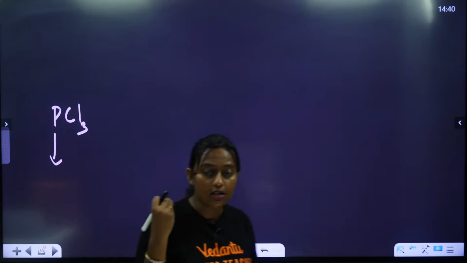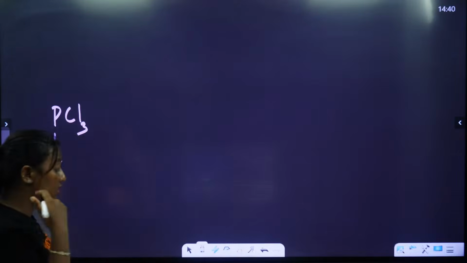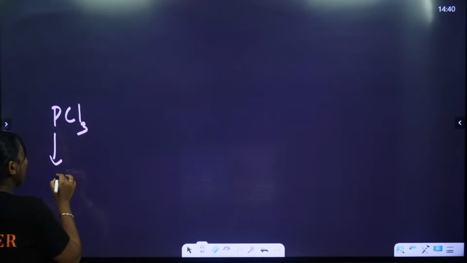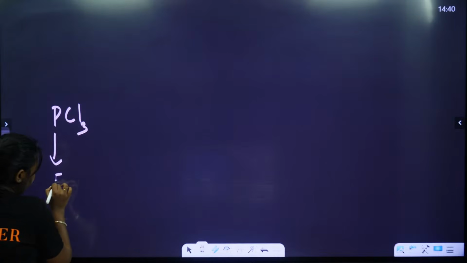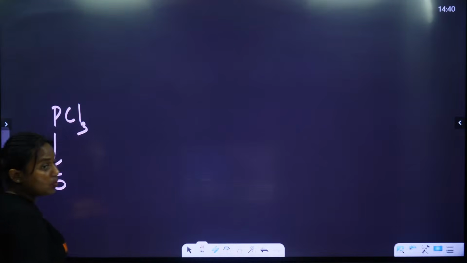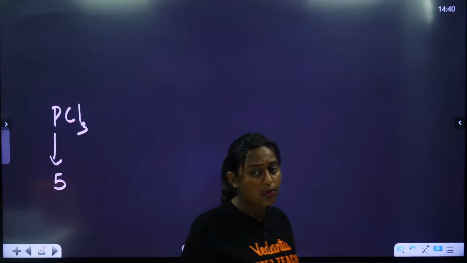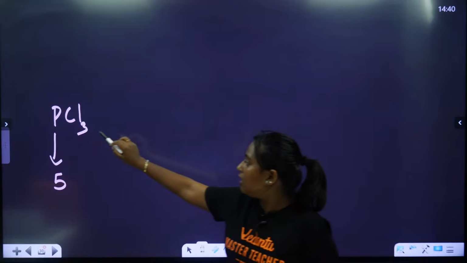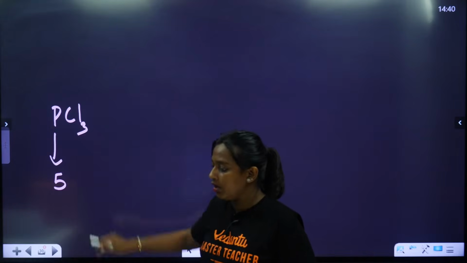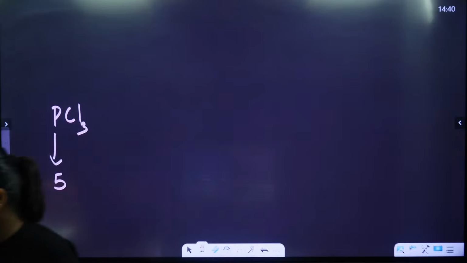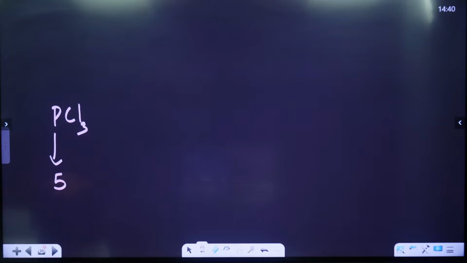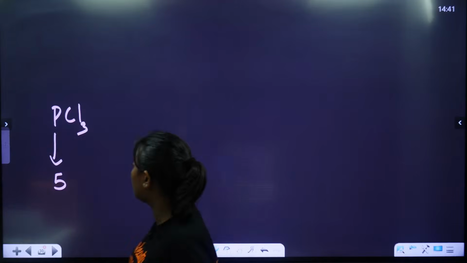Okay, 5 is the valence electron, so I am writing 5. Phosphorus contains 5 electrons in the outermost shell. Here you can see phosphorus is bonded with 3 chlorine atoms.